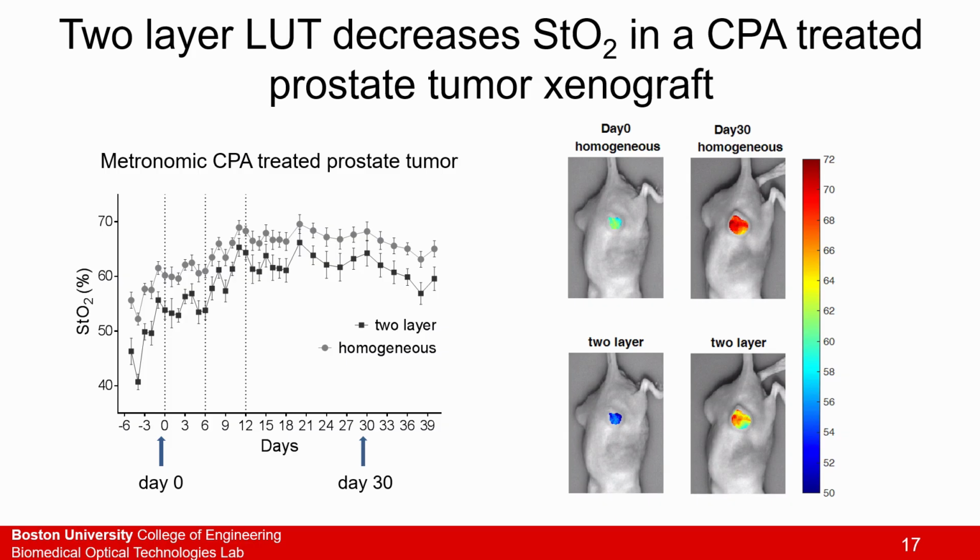And you can see that over the entire study, the 2-layer lookup table decreased the oxygen saturation value, meaning that we can now better measure tumor hypoxia with the 2-layer lookup table, which was previously obscured by the homogeneous lookup table. The figure on the right shows color map of oxygen saturation at 2 different days for homogeneous and 2-layer. Again, the decrease in oxygen saturation was consistent over the entire tumor ROI.